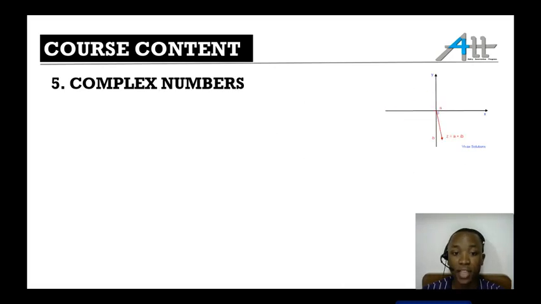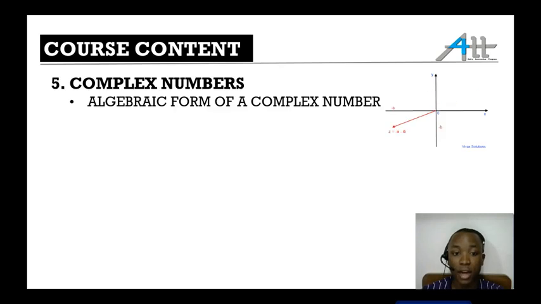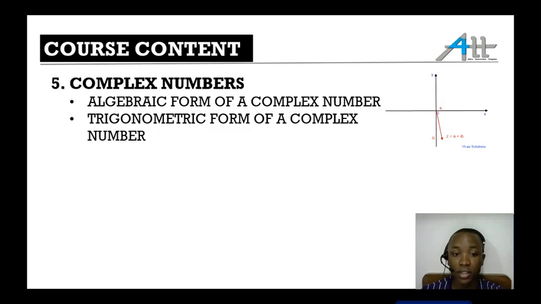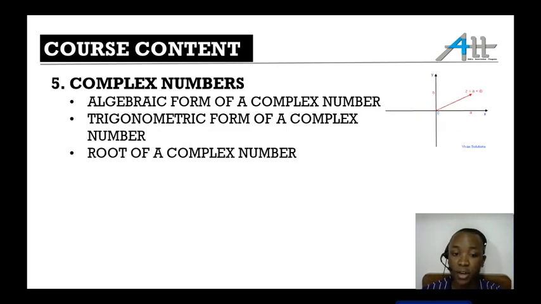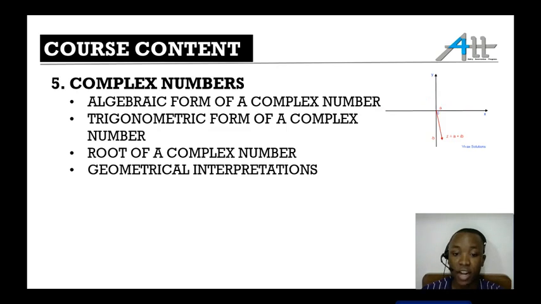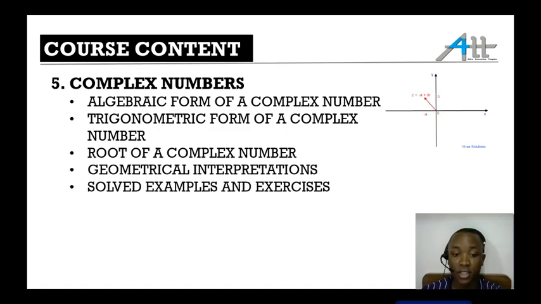Chapter 6, we'll have complex numbers, where we'll study the algebraic form of a complex number, the trigonometric form of a complex number, the root of a complex number, the geometrical interpretations, solved examples and exercises.